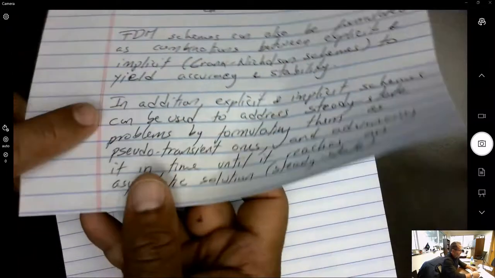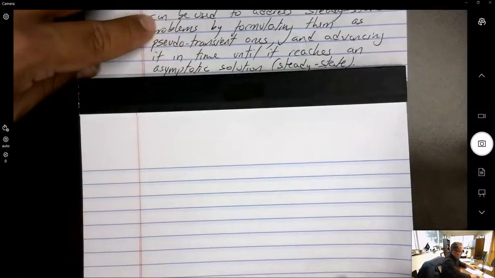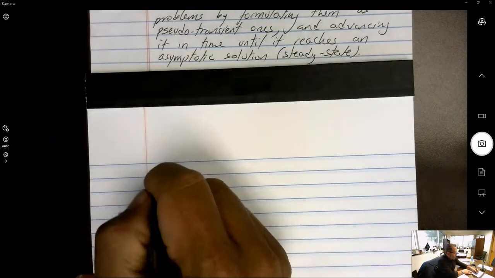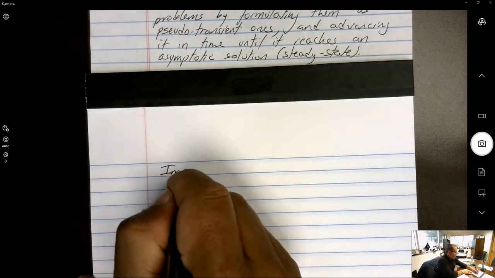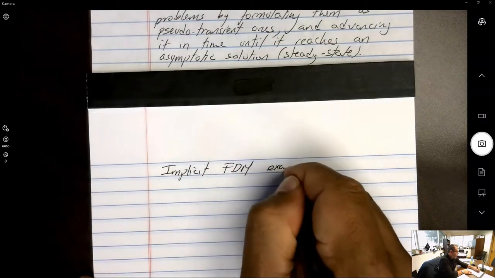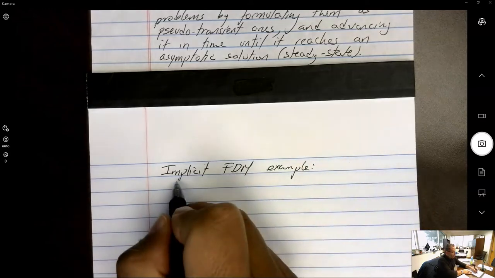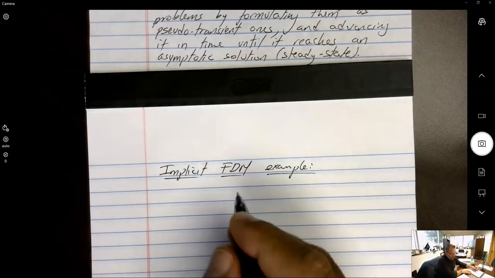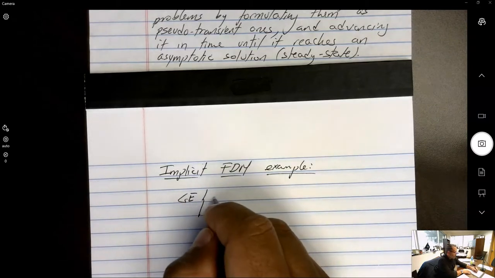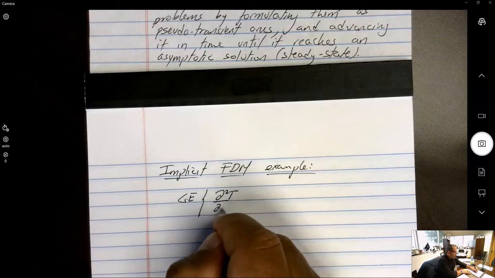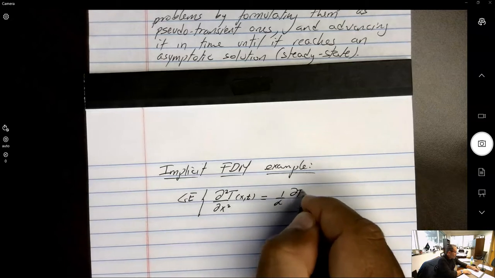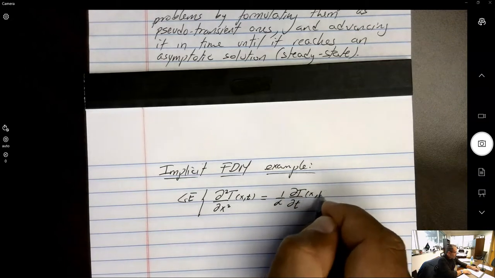All right, so let's work on an example of this implicit approach. So for an implicit FDM example, we are going to solve the same problem that we solved originally for the explicit formulation 2 lectures ago. So we have a one-dimensional transient problem with no generation, homogeneous.